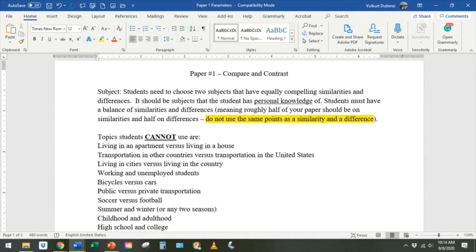I mean, really, the first thing that you'll want to do once you've chosen these two subjects that you want to work with is figure out what you want your points to be. And like I said, if you're having problems with one side, like, wow, I got all these great differences, but my similarities are really, really weak, that's a really good indicator that that's not going to be a good topic to work with. But don't be surprised if you have to go through several sets of topics before you find one that's going to work.